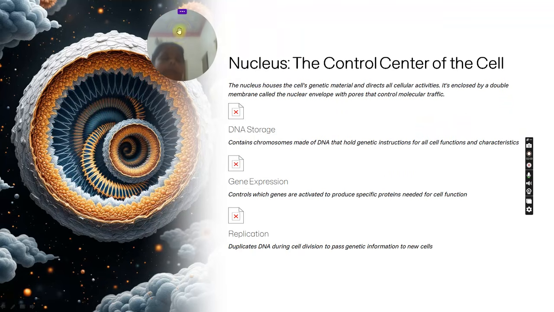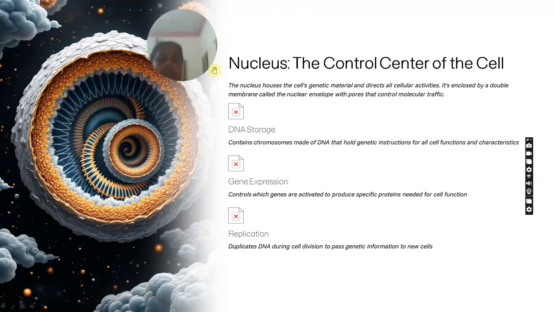Nucleus is the control center of the cell. The nucleus houses the cell's genetic material and directs all cellular activities. It's enclosed by a double membrane called the nuclear envelope with pores that control molecular traffic.